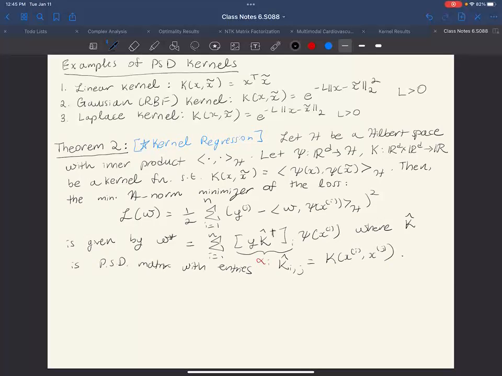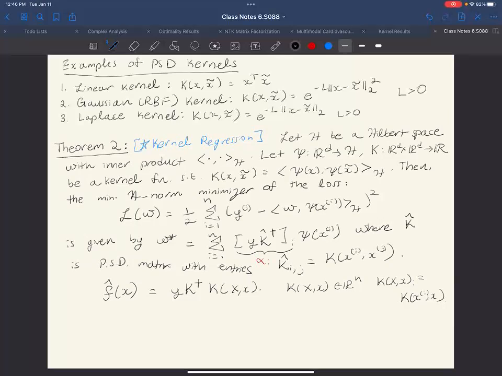Now for those of you who are interested in what this predictor looks like, if I'm given a new data point and I want to predict something, the corresponding predictor is given by f hat of x, which is just y K hat dagger, K of x. The last thing to note is that K of x is just a giant n-dimensional vector, where the ith entry is exactly K of xi, x. Great.